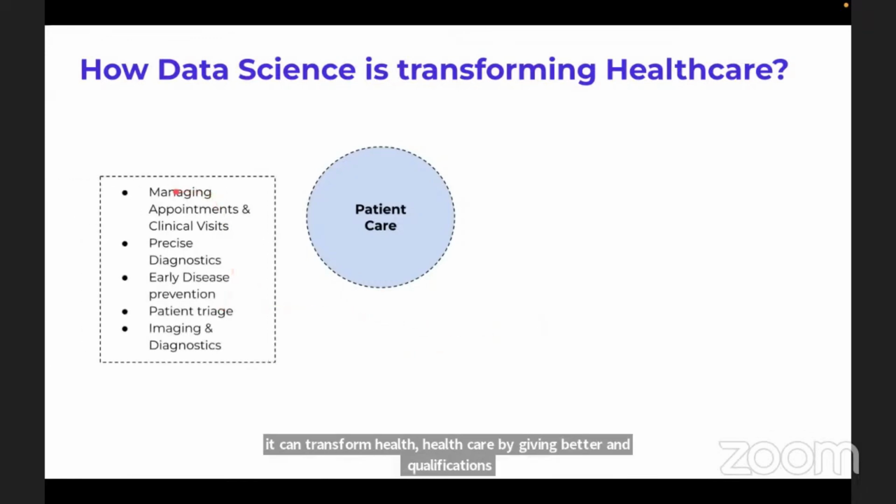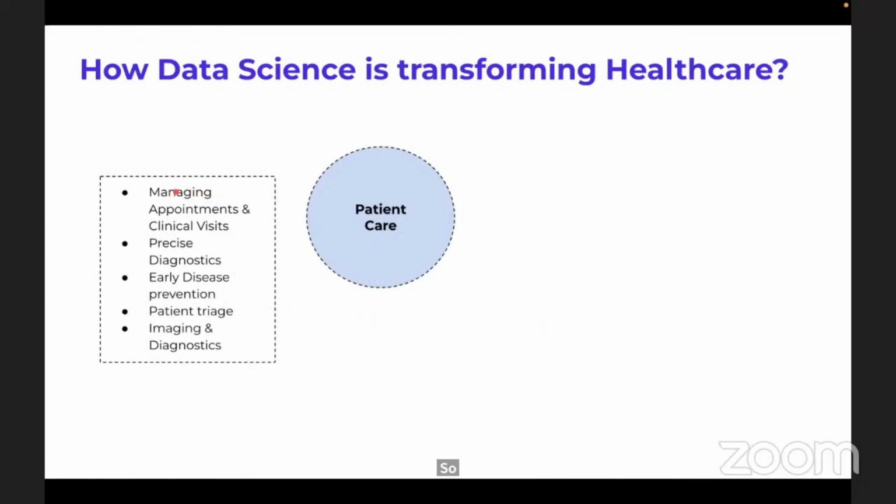So what can be the key areas of delivering good patient care? There can be multiple things in this area. Managing appointments and clinical visits. There's something called waiting time, and this is a very important marker of a truly skilled hospital facility. The less the waiting time, the better the facility, the better the delivery service, the better the footfall. So, managing appointments and clinical visits.